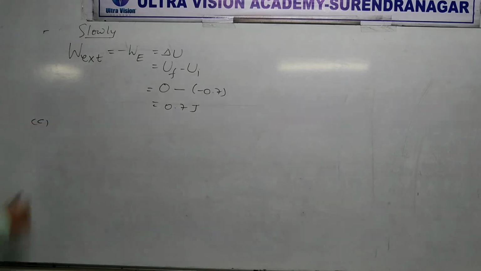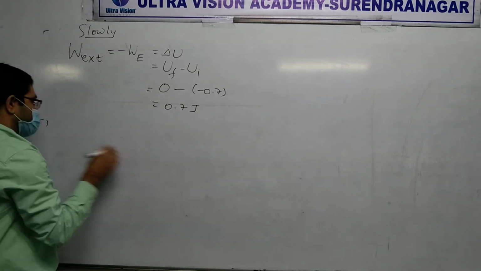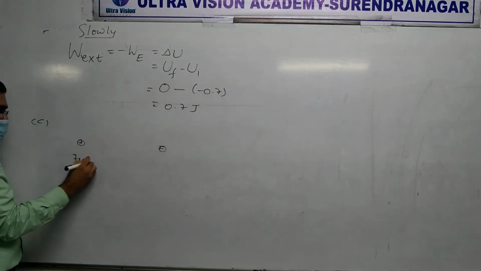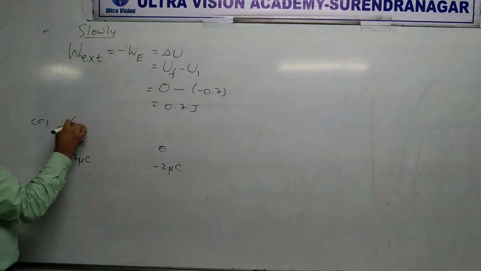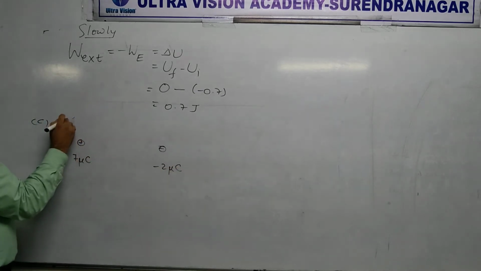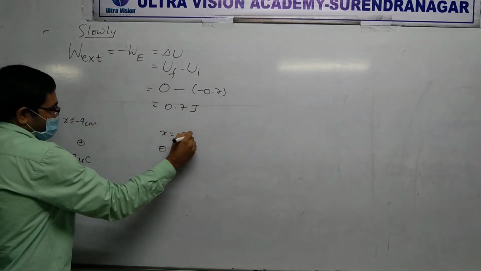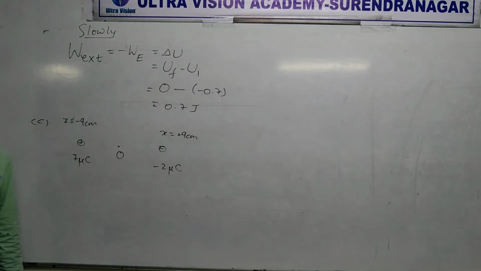Now part C. This is 7 microcoulomb and minus 2 microcoulomb. This is at x equal to minus 9, and this is at x equal to plus 9. Okay, here is the origin between them. Find out. Okay, right. What's the question? C.